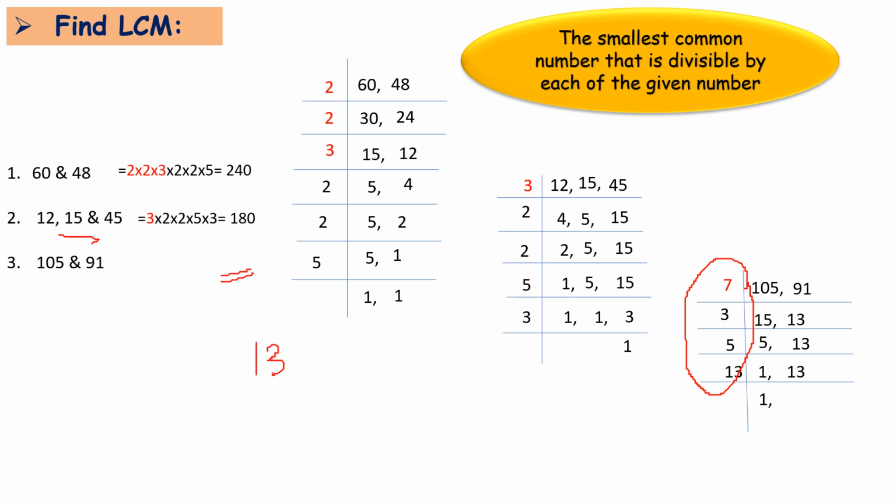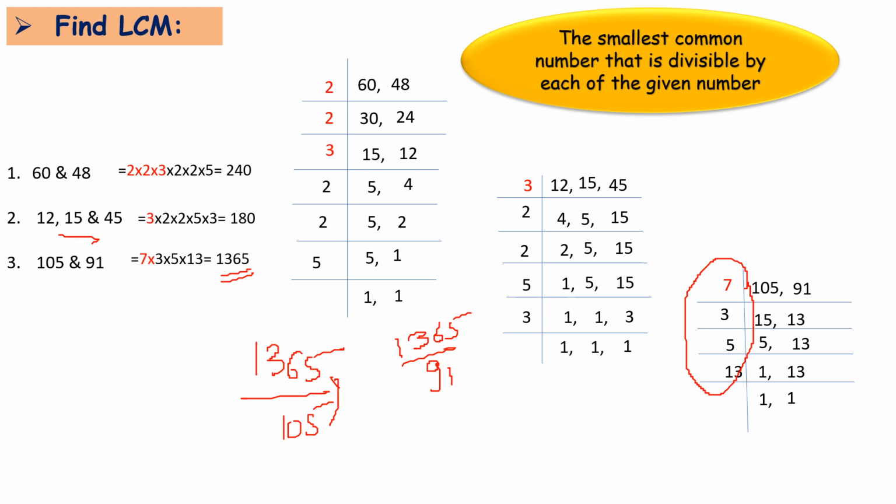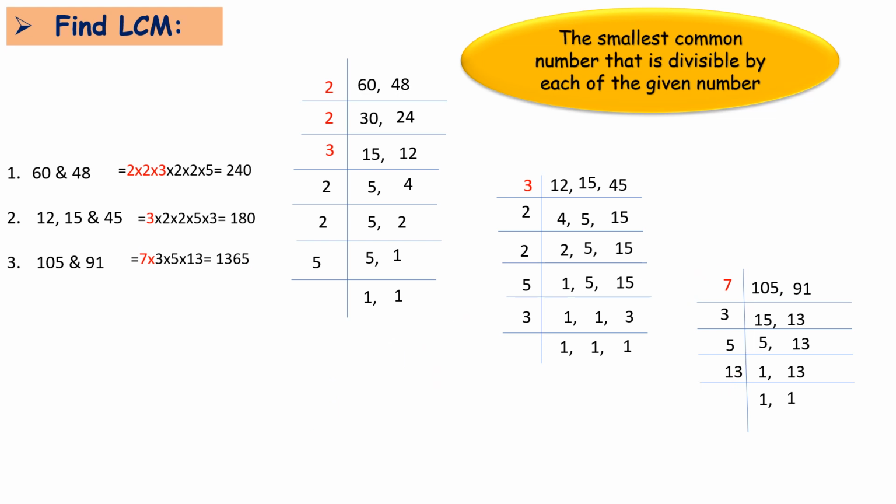That means 1365 is our dividend and it is divided by 105 and 91. So this is what it means. This is a common number, common dividend, which is divisible by each of the given divisors. I hope it is clear. You need to do a practice. Please do practice so that the concept will be clear. HCF means finding the denominator. LCM means finding the numerator of a fraction.